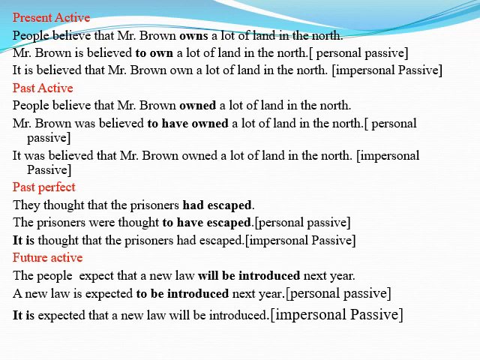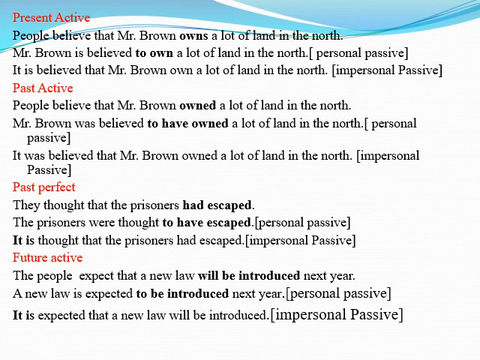So, past active. Question is, people believe that Mr. Brown owned a lot of land in the north. So, to change it into personal passive, Mr. Brown was believed to have owned a lot of land in the north. Observe the changes when it is in the past tense. And into impersonal passive means it was believed that Mr. Brown owned a lot of land in the north.